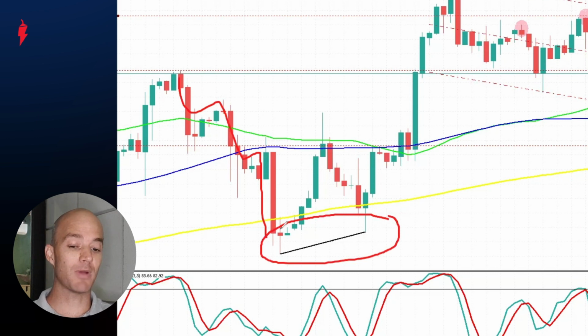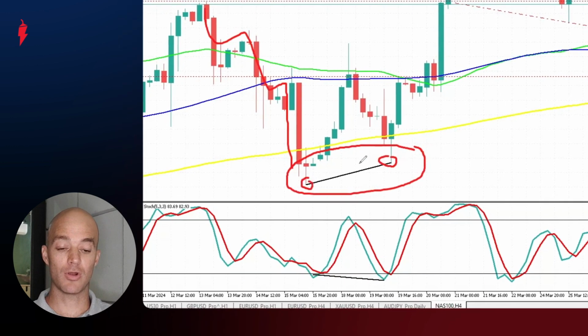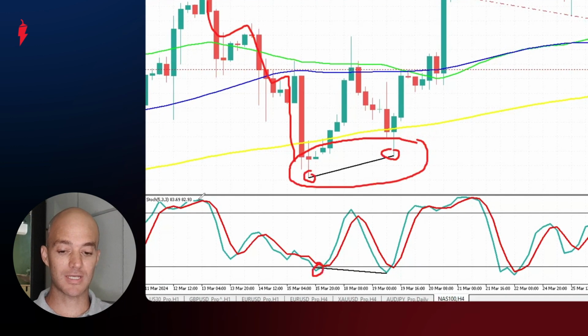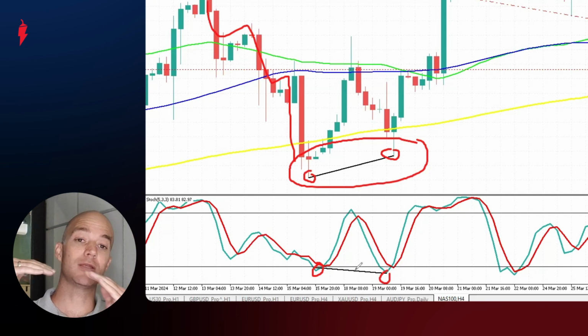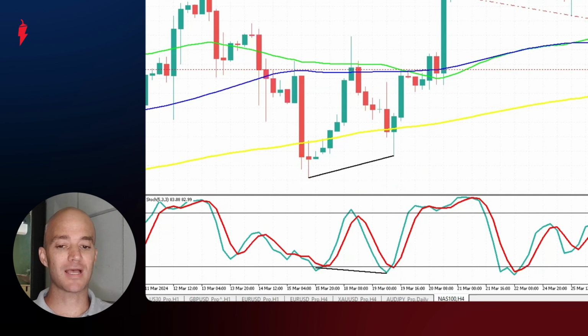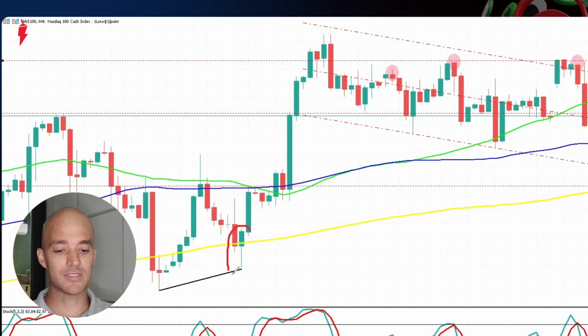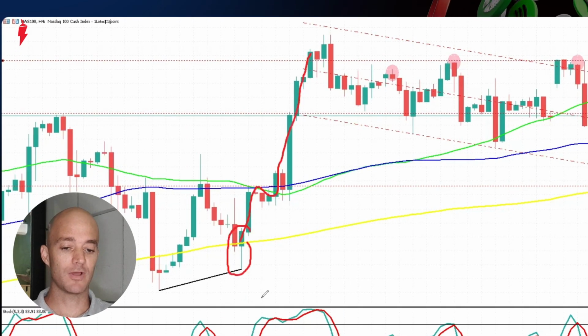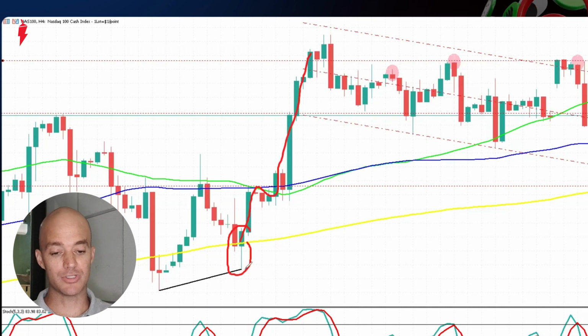So divergence is basically when price starts making higher lows, but our indicator, in this case the stochastic oscillator, is making lower lows. So there's basically a divergence in the direction of travel where price is going higher and our indicator is going lower. This is a very strong signal, especially for reversals, and since this is a higher time frame, we had this very nice up move after the divergence formed.